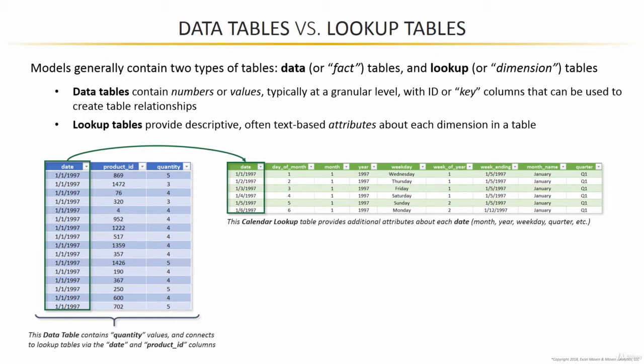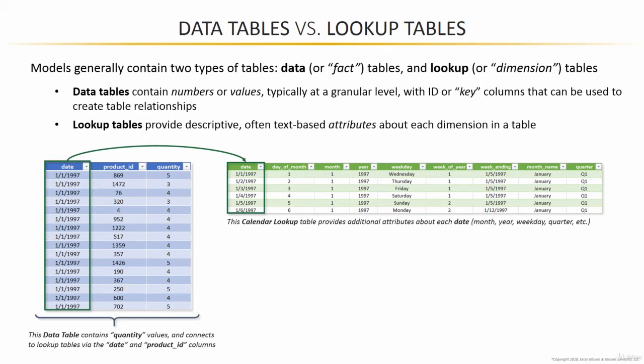So it's got one row per date and additional attributes like the day of the month number, the year, the weekday, and so on and so forth. So the bottom line is that if you know the date, you also know all of this additional information about months, quarters, years, weeks, etc. And the calendar lookup provides or gives us access to that information.